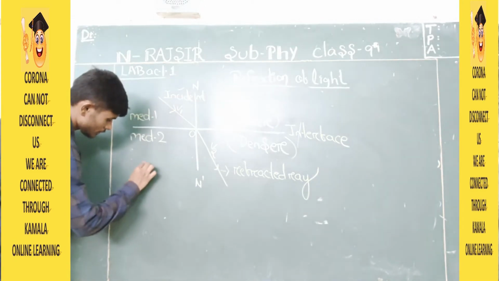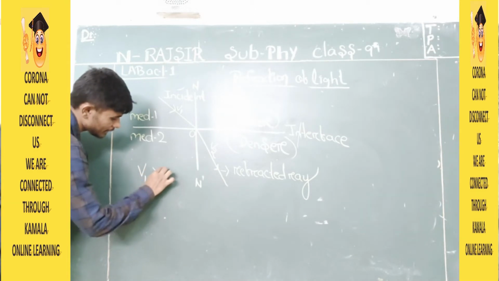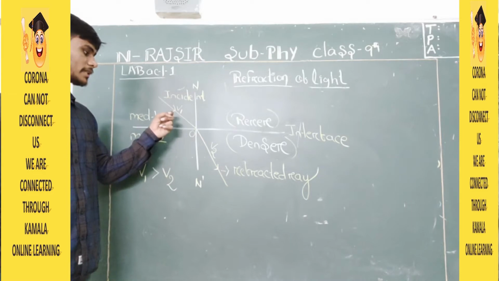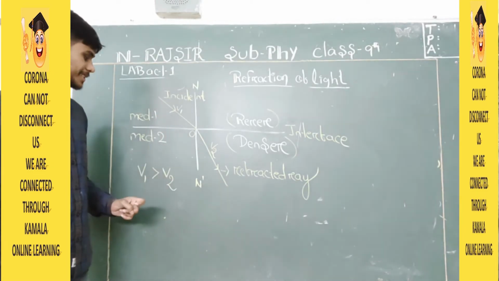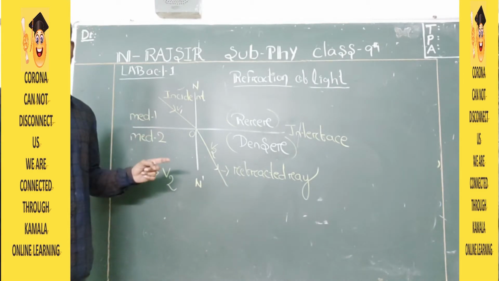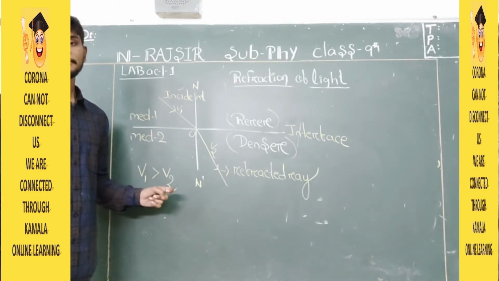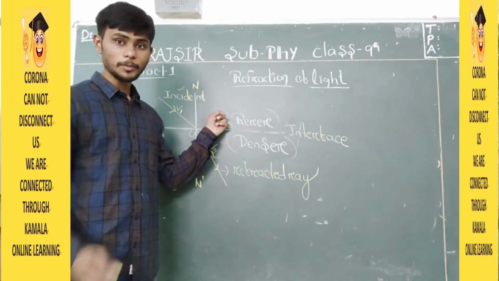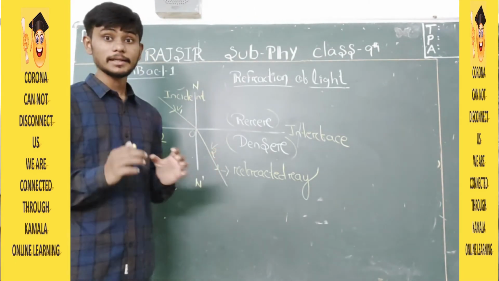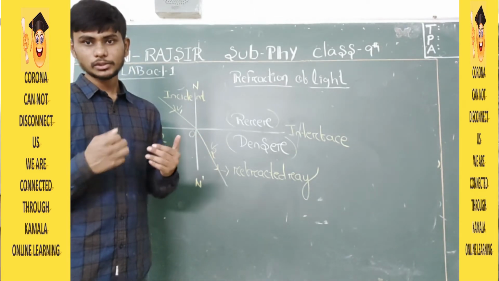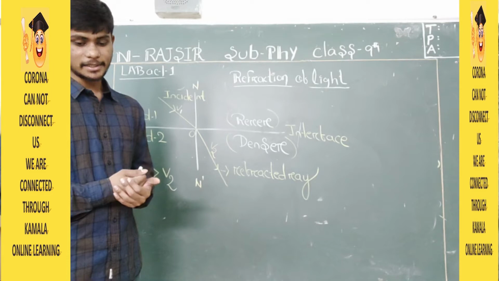If v1 is greater than v2, if the velocity in the first medium is greater than in the second medium, then the medium with the greater velocity is rarer as compared to the medium with the lesser velocity. That means this medium is optically rarer and this medium is quite denser. That's why the speed of light slowed down. This you need to understand.